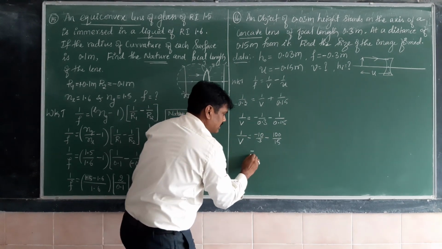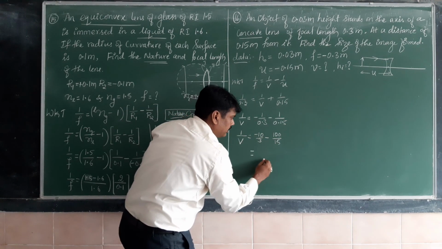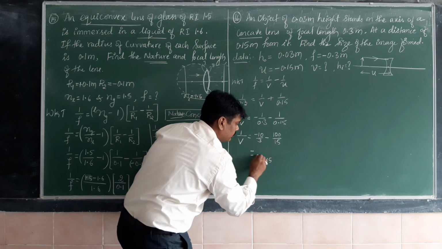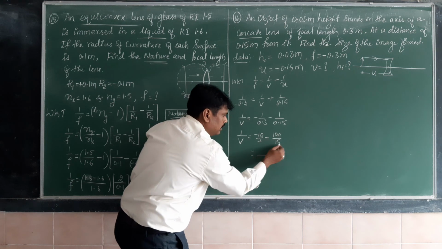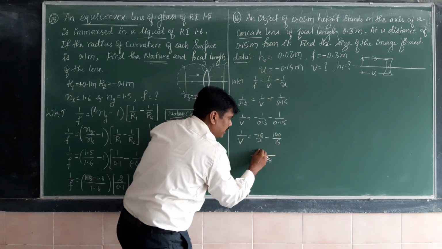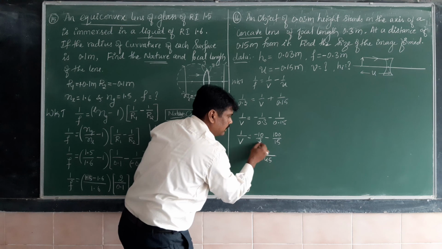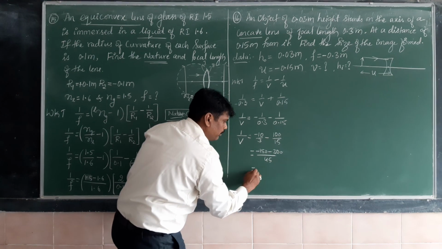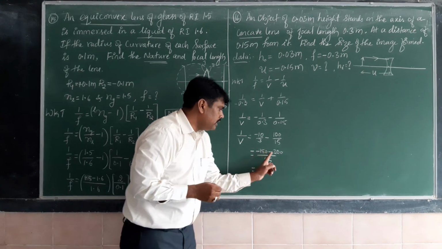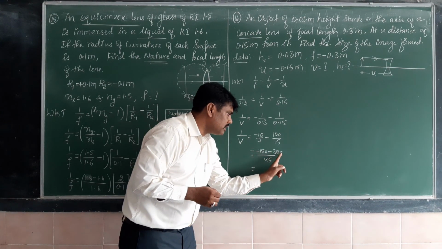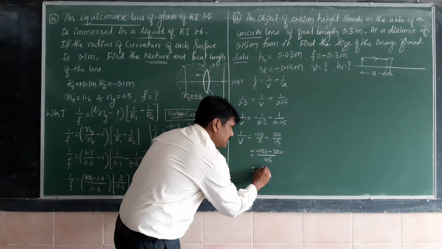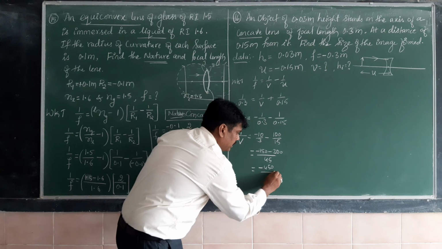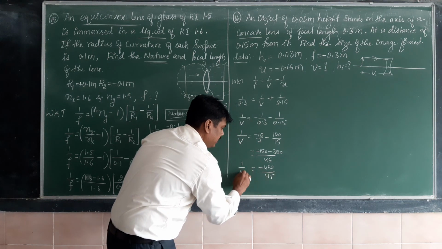So now we take the LCM. 10 into 15 into 3 is 45. We take the cross multiplication. 10 into 15 is 150, minus 3 into 100 is 300. So the value becomes 150 minus 300, which is minus 450 divided by 45. It is 1/V.